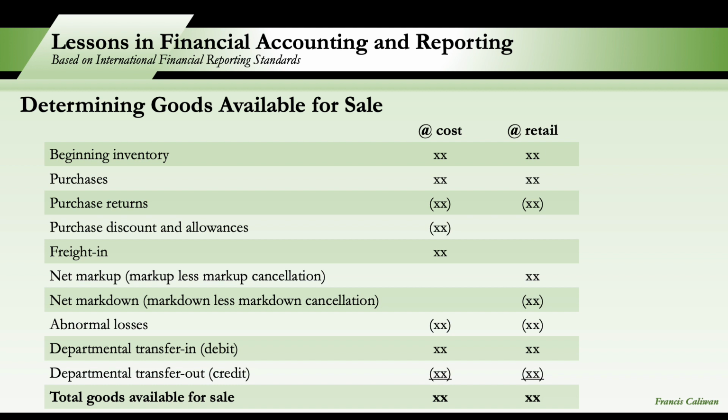Then we have abnormal loss. Abnormal losses are deducted from both cost and retail amounts of purchases before computing the cost ratio. And then we also have departmental transfer in or debit, which is an addition to both cost and retail amounts of purchases. And we also have departmental transfer out or credit, which is a deduction from both cost and retail amounts of purchases.